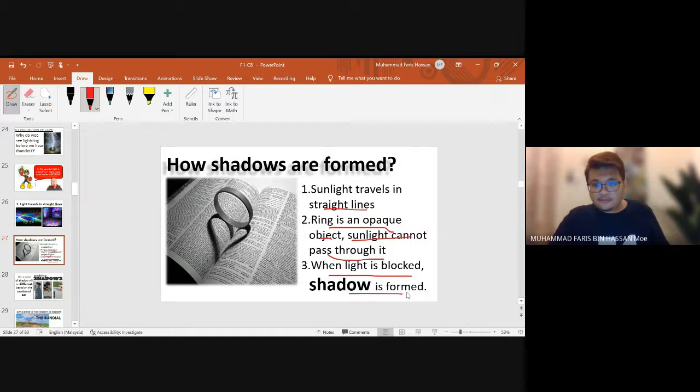is going to form. This is the reason why you can see a shadow here, because the light cannot go through the opaque object. So because of that, it will form a shadow, as you can see in this picture.